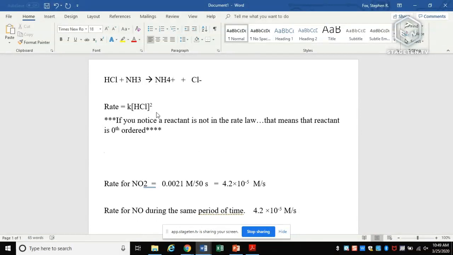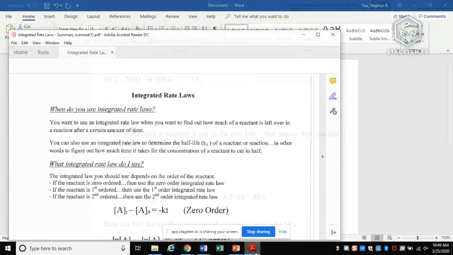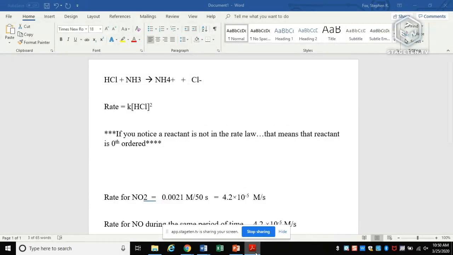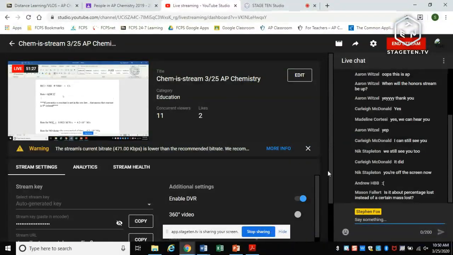All right, does that make sense? As we try to tie some of this stuff together, if I say here's my reaction, here's the rate law, I'm telling you NH3 is zero ordered. Now you don't know what zero ordered means yet. We're going to talk about it. But this is what a rate law would look like. Any questions so far? Going back to the chat, any questions so far?